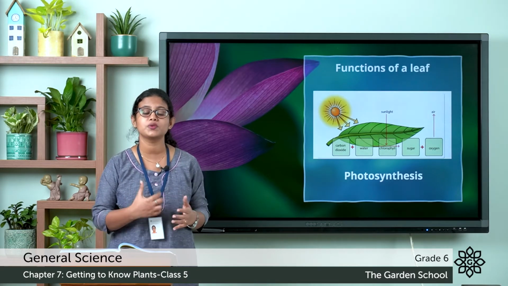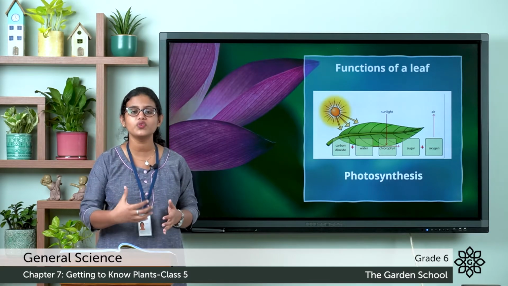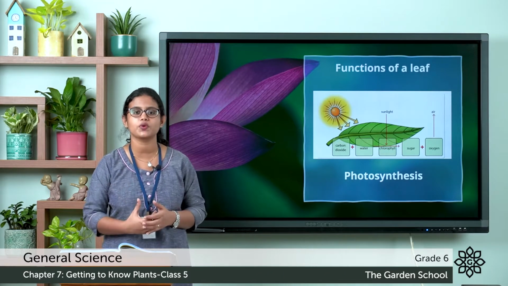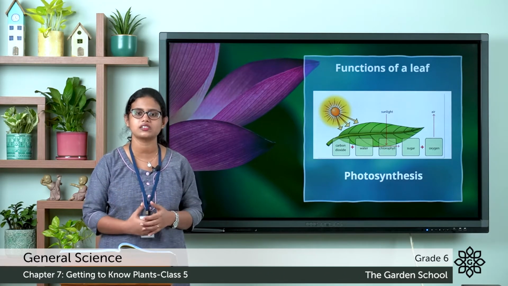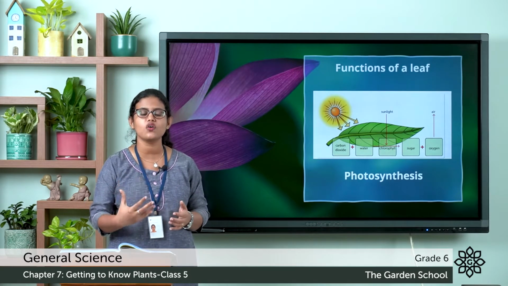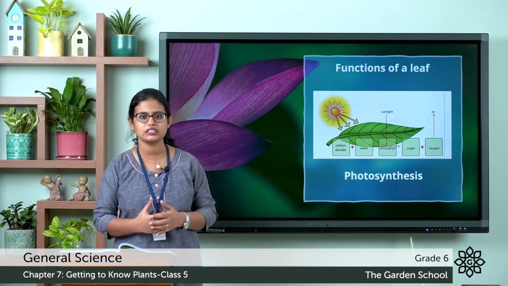That is preparation of food. The leaf prepares food for the plant. And what do we call that process? That process is called as the photosynthesis. So the important function of a leaf is to prepare food for the plant.